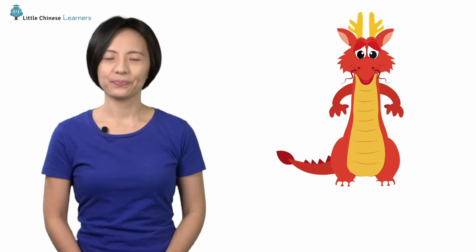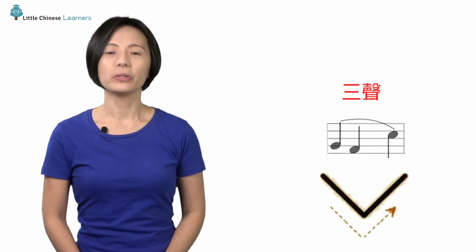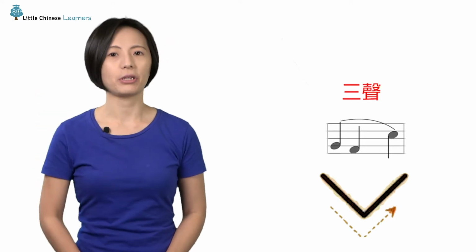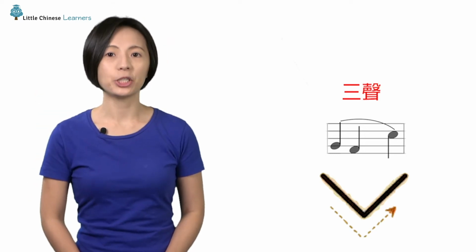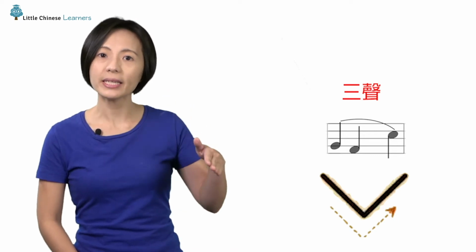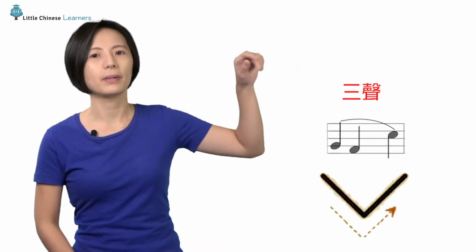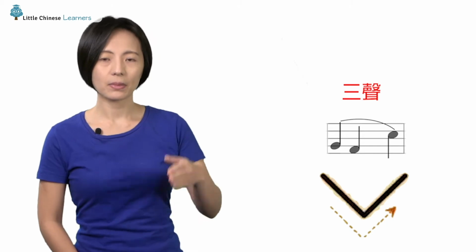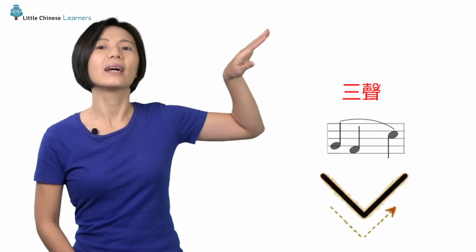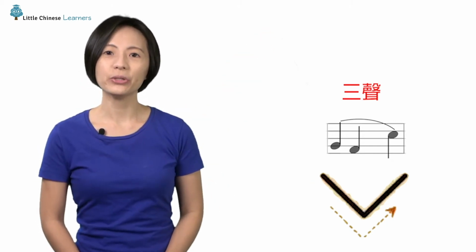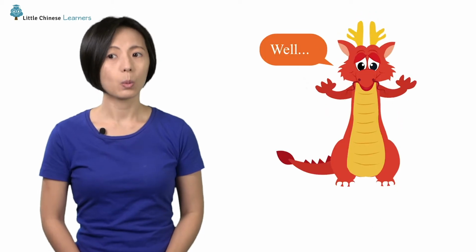In English. The third tone, 三声, is a little trickier. It follows a checkmark sign by falling down first before going back up. It sounds like this. Da. In English, we use a similar tone when we say, well.